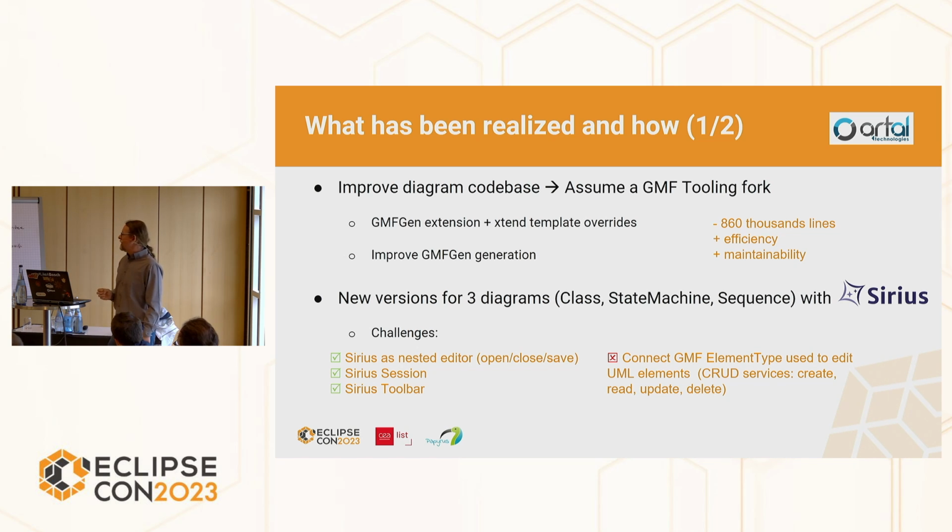And we have another challenge, the last one. In Papyrus, we used GMF element type to edit UML's elements. It is a required service for create, read, update, and delete of elements. In this first version, we didn't succeed in connecting the required service, so it was implemented from scratch directly in the diagram.